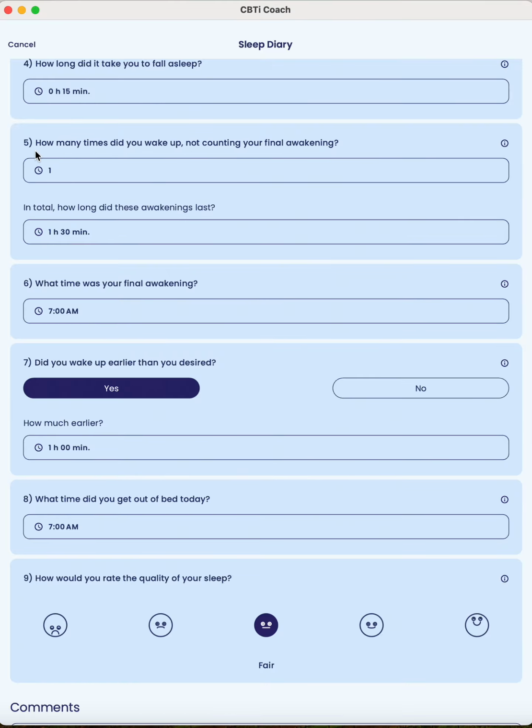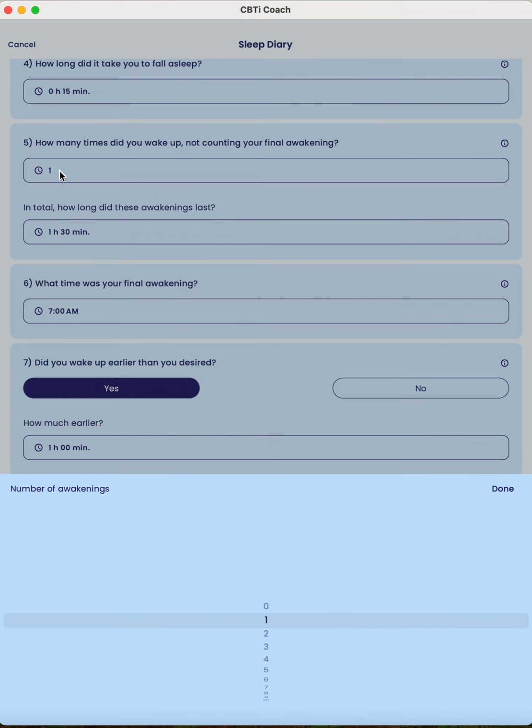Question 5 is asking, how many times did you wake up not counting your final awakening? So this is a very important part of this question. How many times did you wake up in the night not counting your final awakening? So it does not matter what time this occurred. It doesn't matter if it was 2 a.m. or 6 a.m. If you fell back to sleep, then we are always going to count that as a middle of the night awakening. So let's say last night we had 2 awakenings.